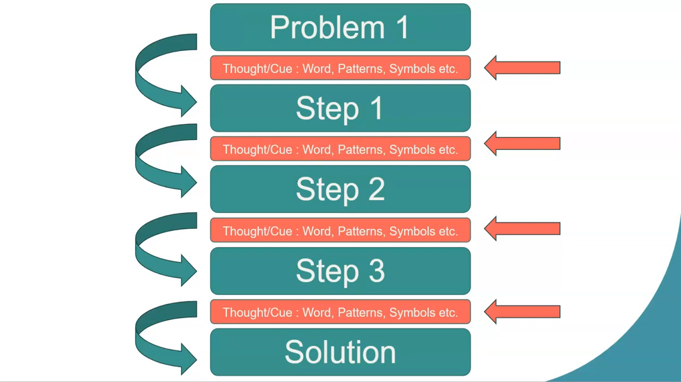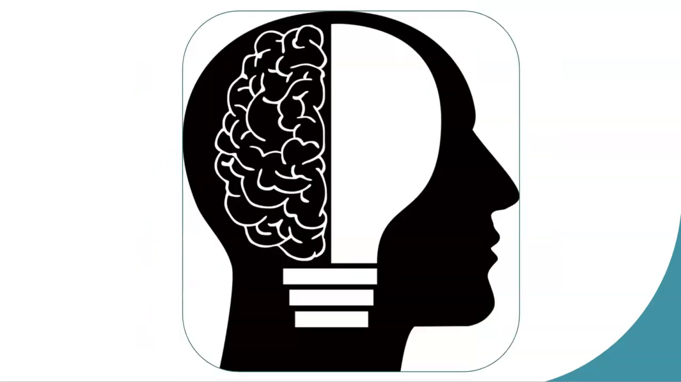We need to look inward toward our own mind. When we solve problems, there are many hidden thoughts and cues that we see or notice in the problems. What word did you notice? What shape did you notice? What symbol? What pattern? When I see this, I think this. These thoughts and cues provide us an understanding of why and what to do. These thoughts and cues are hidden in our mind.